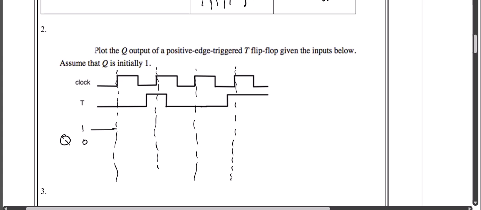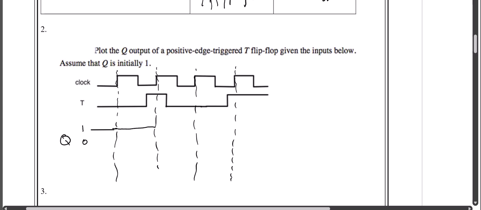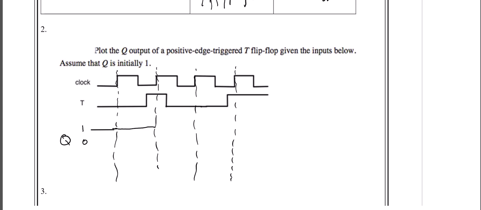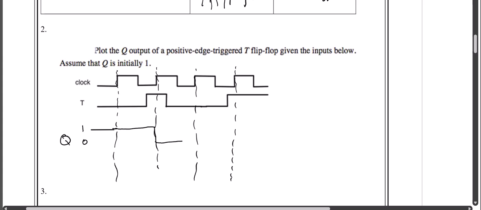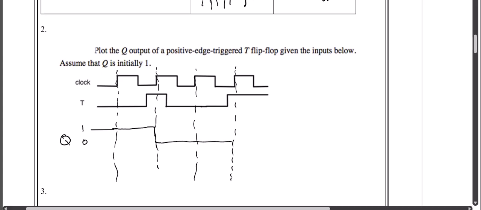and then I get to my first positive edge, and I see that T is 0. That means there's no change, which means that Q is just going to remain 1. And now, when I get to the next positive edge, T is 1, that means it's a toggle, so it'll go down to 0. And then when I get to the next positive edge, T is 0, which means no change, so it'll stay at 0. And when I get to the next positive edge, T is 1, that means it's a toggle, and it'll go up to 1.